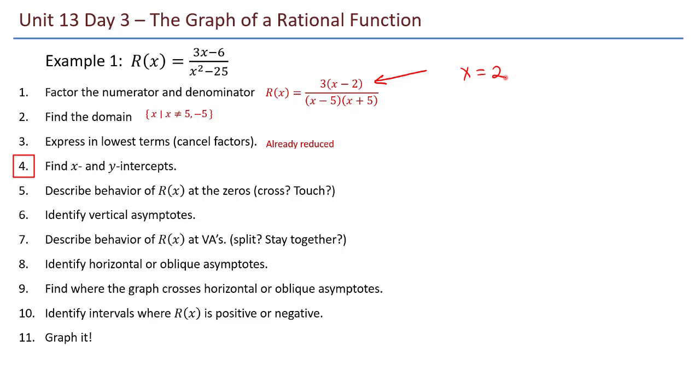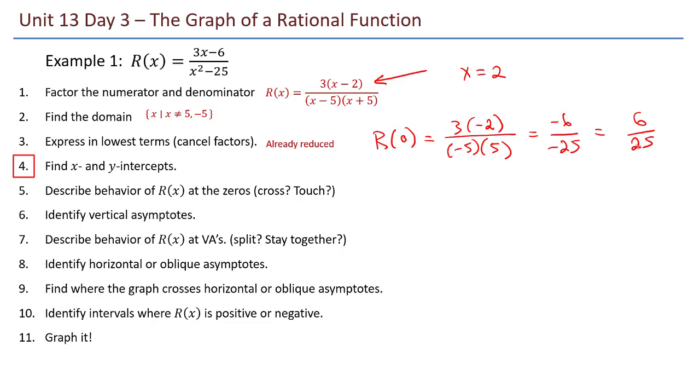How about the y-intercept? Another name for the y-intercept is simply r of 0. So what happens when I plug in 0 into the r function? So 3 times -2 over, I plug in 0 for x, -5, plug in 0 for x, 5, looks like -6 over -25. They're a beautiful number, 6/25. Okay, so maybe it's not the prettiest thing in the world, but there it is.